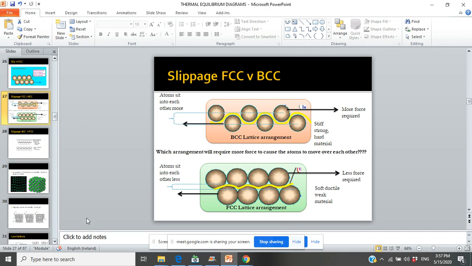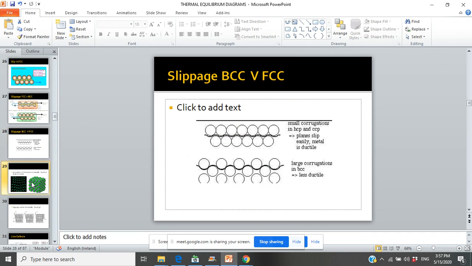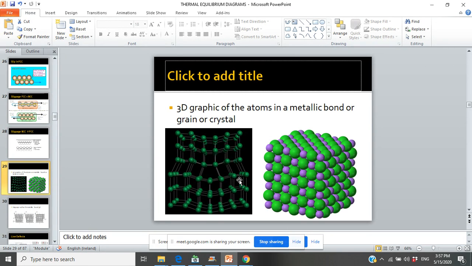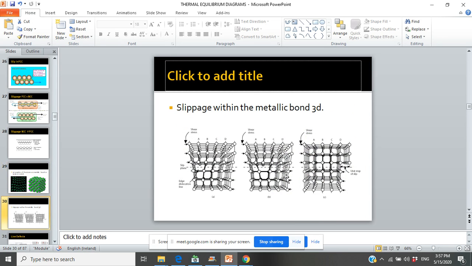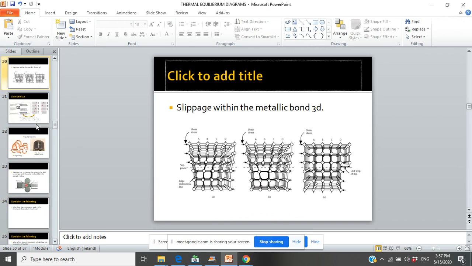Sweet. Okay, so then there's just a few more diagrams, and then I just threw in a few graphics of the atoms actually arranged in the actual bulk grain or crystal there. When I talk about grains, the word grain and crystal can be used for the same purpose. If I say grain or crystal, I mean the same thing. I mean a piece of metal, in which the atoms are arranged in a pattern. Now here we're looking at basically slippage.